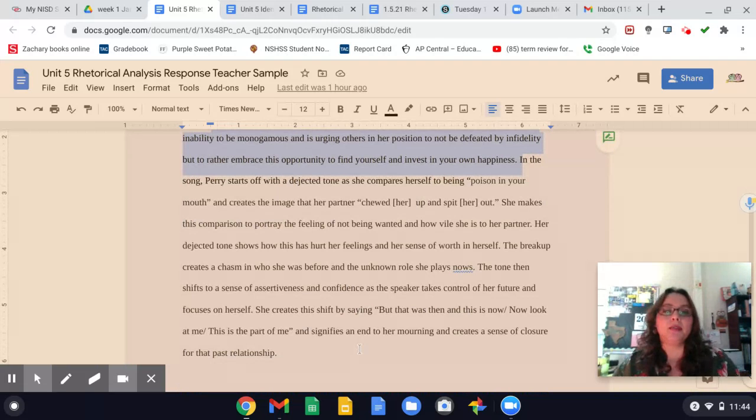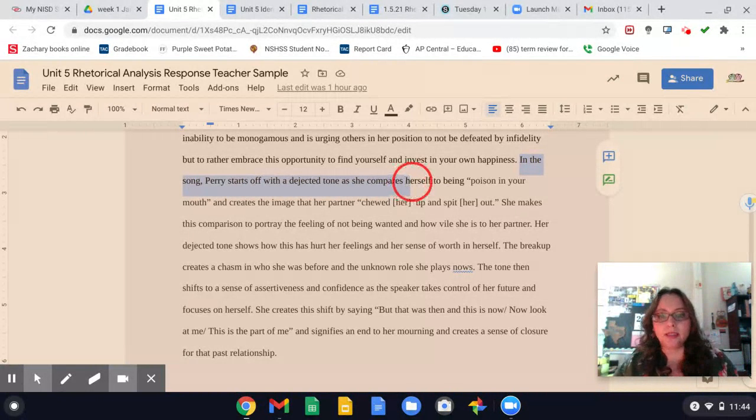So then what I did for the rest of the paragraph, just for another couple of sentences, is I'm talking specifically about, okay, how does our writer do this? How does our speaker, Perry, create this sense, create this message in the text? So I'm using those key phrases. Like in the song, Perry starts off with a dejected tone. So I noticed that it was a negative tone. It was a sad tone. It was a tone of not being wanted. And as she compares herself to being poison in your mouth and creates that image that her partner chewed her up and spit her out.